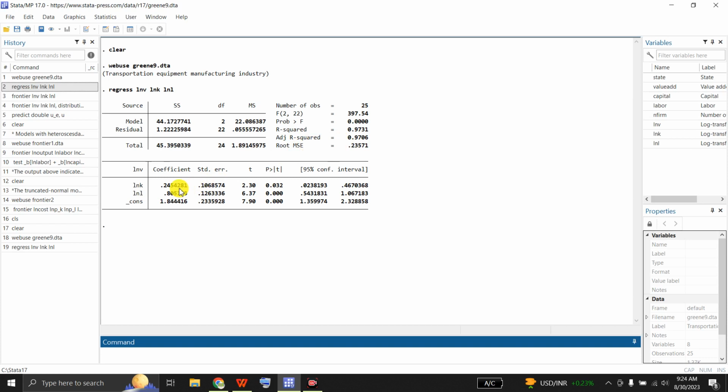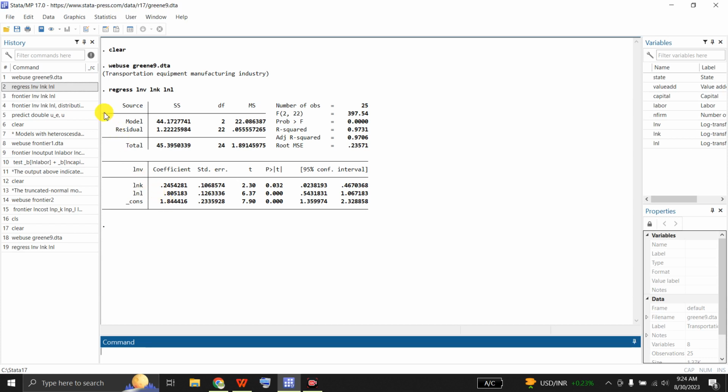These are the coefficients. This is the coefficient of log transformed capital, and this is significant at 5%, and this is the coefficient of log transformed labor, which is highly statistically significant, and this is the constant term of the model, and this is the starting point.